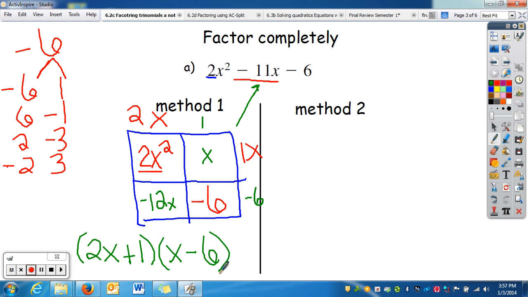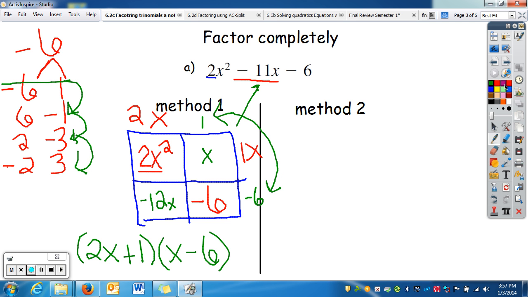Now, if this wouldn't have worked, I have to go to the next one. I try in both spots. If that doesn't work, I go to the next one. If that doesn't work, I go to the next one. I have to keep trying until I find the right combination. And remember, you may have to reverse these two like I did to see if it works.